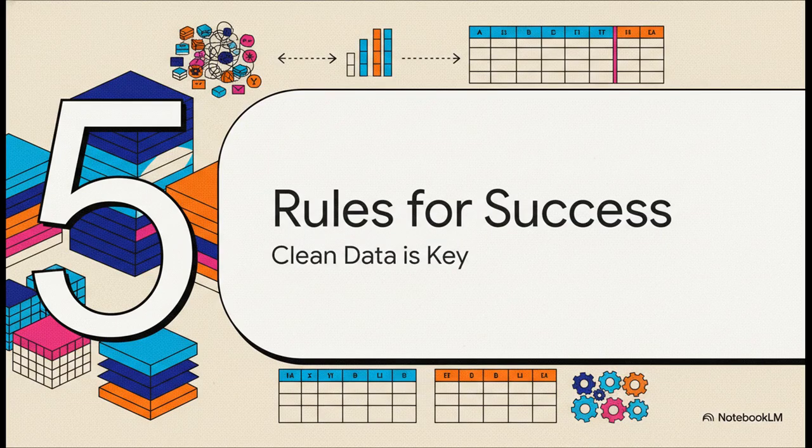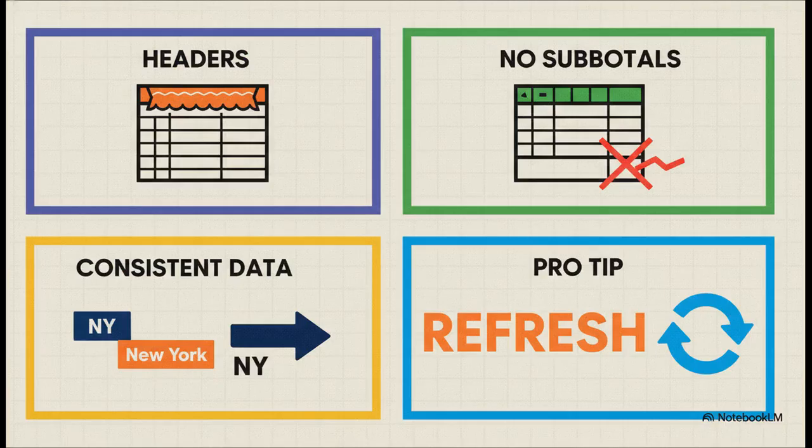Now, before you race off to build your own masterpiece, there are a few simple rules you have to follow. Because the magic of a pivot table, it all depends on having clean, well-structured data to begin with. So just remember these golden rules. First, every single column absolutely needs a header, no exceptions. Second, your data can't have any blank rows or subtotals mixed into it. Third, be consistent. NY and New York will look like 2 different places to a pivot table. And finally, and this is a huge pro tip, pivot tables don't update on their own. If you change your original data, you have to right-click your table and hit refresh. That one is critical to remember.